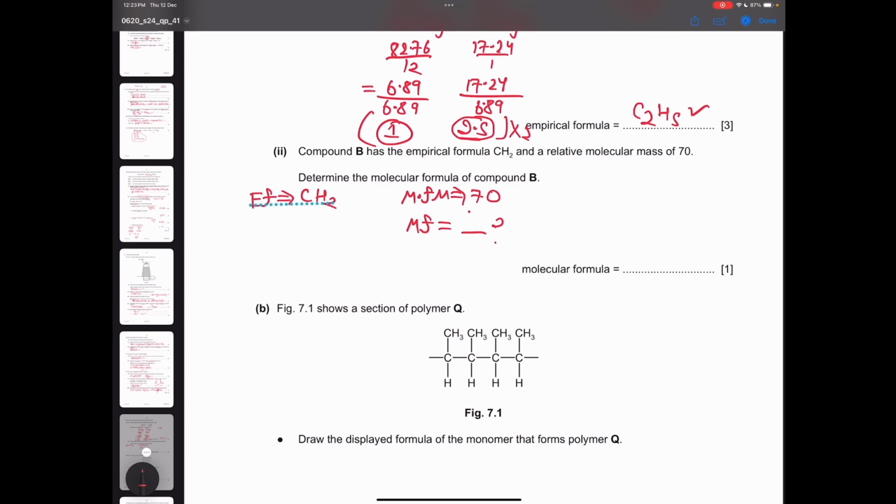What will it be? So how you do this is find out the mass of the empirical formula. It will be 12 plus 2 times 1, which is 14. Now check the ratio between 14 and 70. Is it exactly divisible? So 70 divided by 14 is coming out to be 5. Means the molecular formula is 5 times bigger than the empirical formula. So it will be C5H10. Very simple maths.